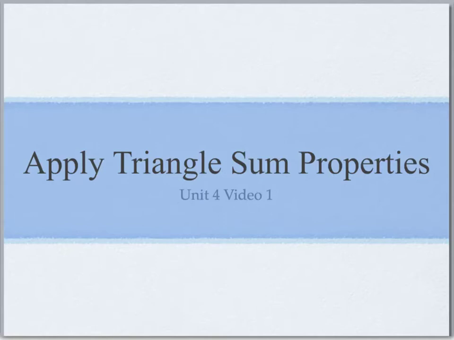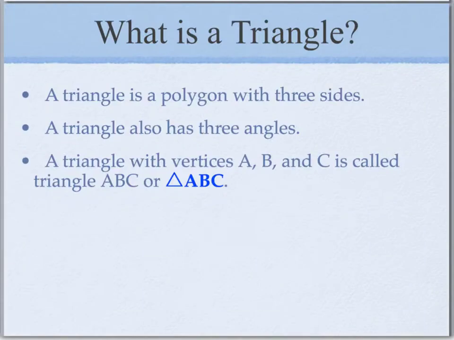Let's get started. Before we talk about the triangle sum properties, let's talk about what is a triangle. Everyone knows the definition of a triangle is a polygon with three sides. But oftentimes we forget there's actually a better definition. A better definition is a polygon with three angles, because that's literally what triangle means. Tri meaning three, angle. A triangle also has three angles.